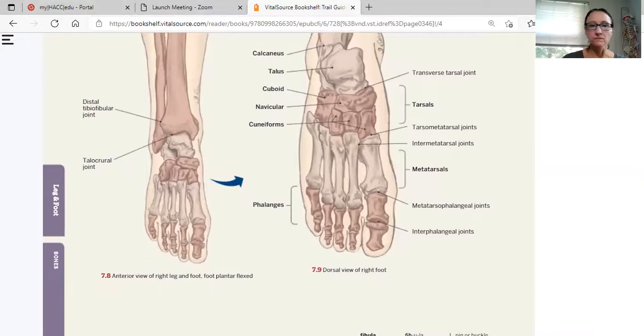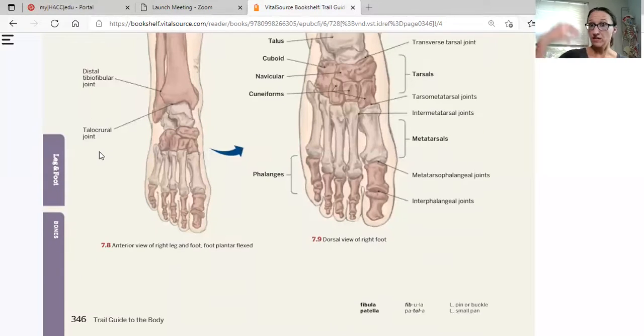Okay, one last thing before we move to the next slide. The top bone, or the more superior bone, of the foot and ankle is called the talus. So where the tibia and fibula articulate with the talus is called the talocrural joint, and that is your ankle, the talocrural joint. Remember that crural area, the front of the lower leg? Yeah.